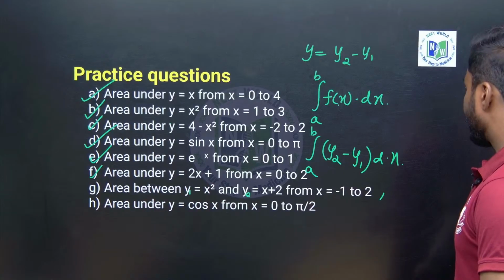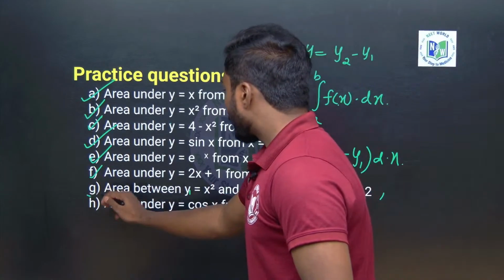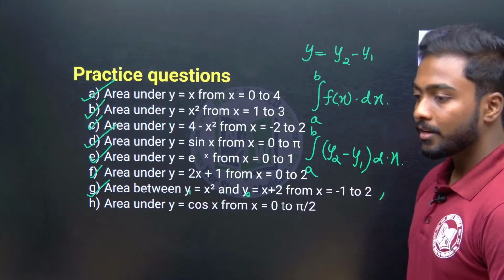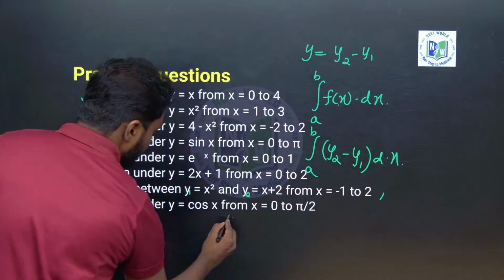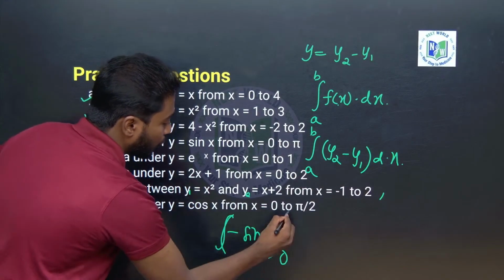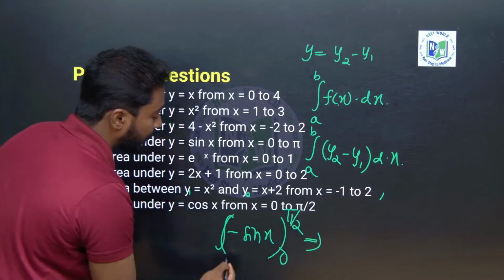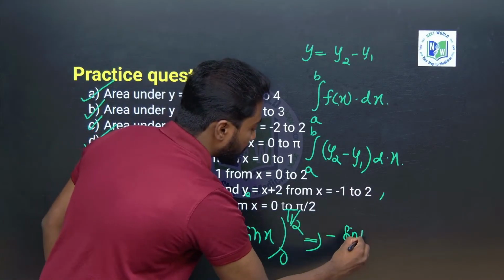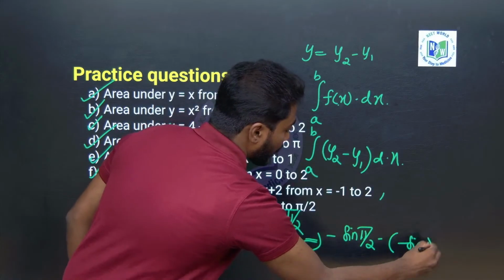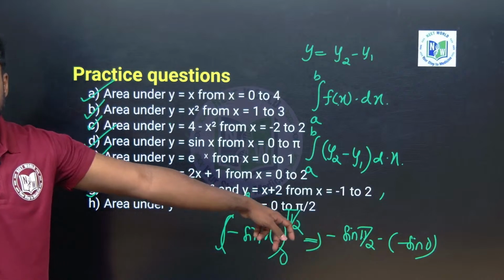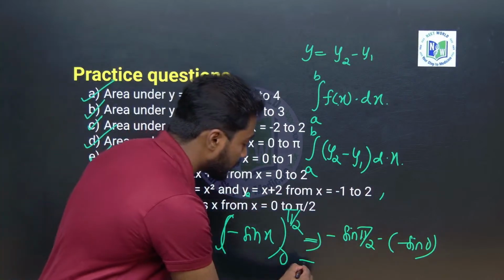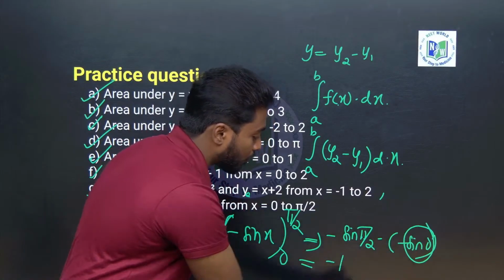Okay. So the next question is cos x. The integration of cos x is sin x, with limits from 0 to pi by 2. If I write it here, sin pi by 2 minus sin 0. The value of sin pi by 2, that is sin 90, is 1, and sin 0 is 0, so the answer will be 1.